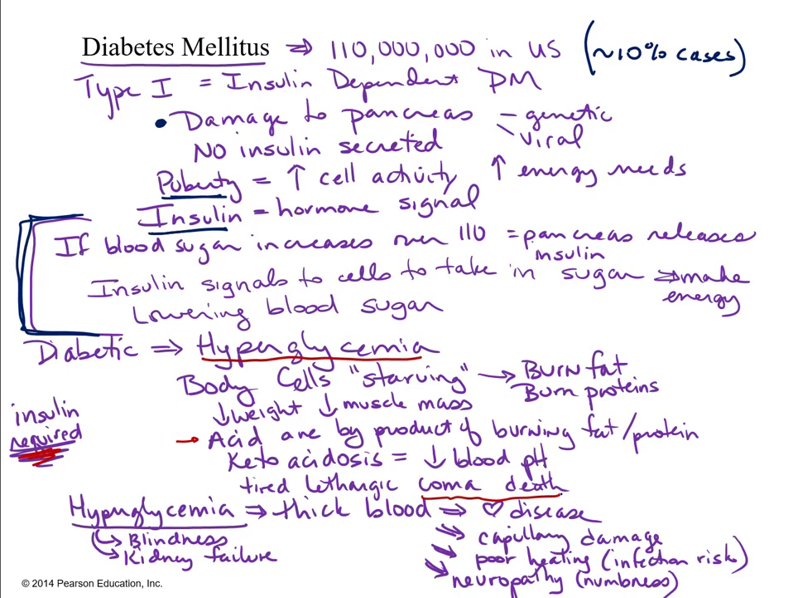And so you can do sugar tolerance tests. You have them eat a certain amount of sugar and you measure how long that blood sugar stays in. If they're diagnosed as a type 1, then they are going to be an insulin dependent diabetic. So they have to measure their blood sugar, then they have to give themselves insulin.